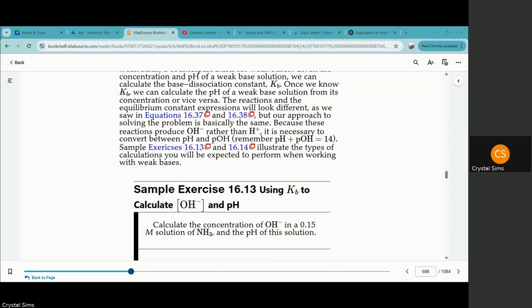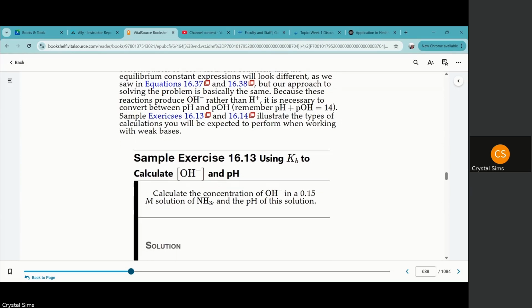So what we're asked now is to use Kb, which is our base dissociation constant, to calculate the hydroxide concentration and pH. Because we're dealing with bases now, we are going to look at hydroxide concentrations instead of hydrogen ion concentrations. So we have a 0.15 molar solution of NH3, and we need to calculate hydroxide concentration and pH.